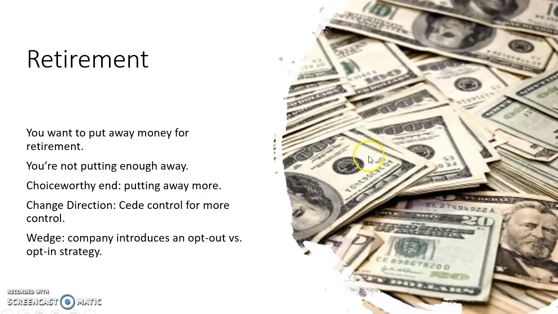So here are three examples. The first one is retirement, right? So suppose that you want to put away money for retirement, but you're not putting enough away. So we get this choice-worthy end, and that is putting away more money. And this is derived from, so this is not a thought experiment out of nowhere.